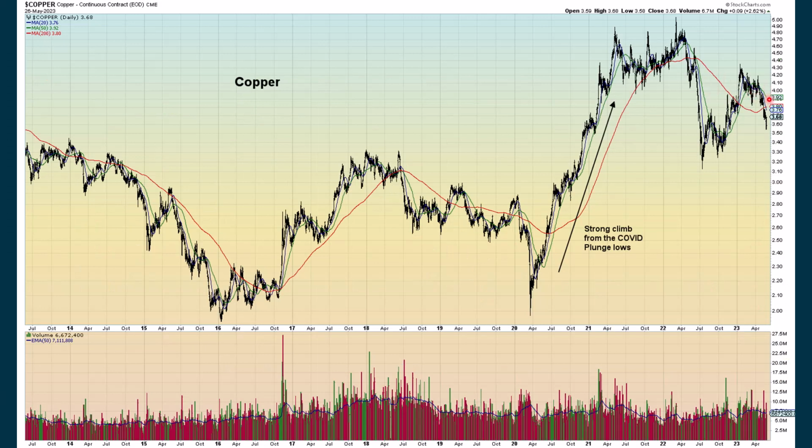Copper, still in an uptrend overall, but showing some weakness. This is what we call Dr. Copper. When things look better economically, copper goes up. Gold tends to go down. We had been bouncing up nicely with copper. We're rolling over, and we could be seeing a death cross very soon.